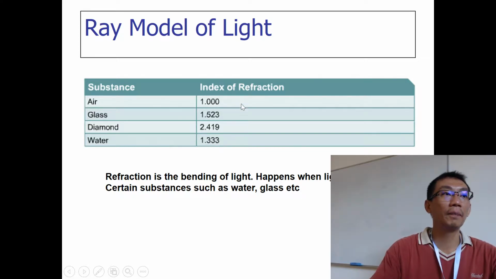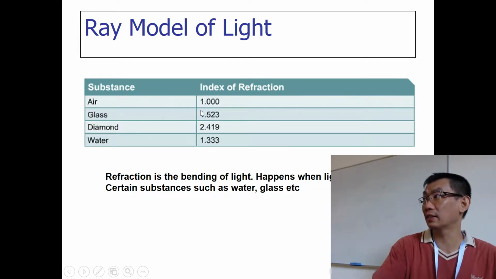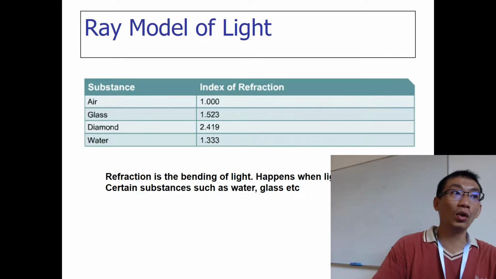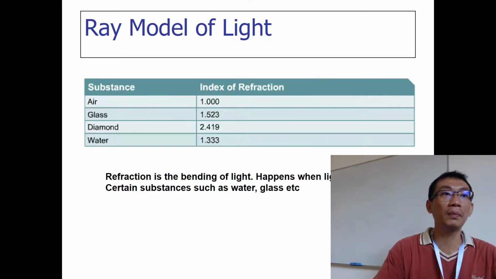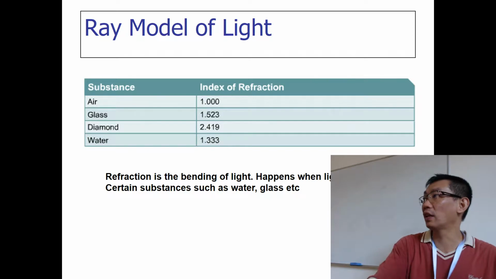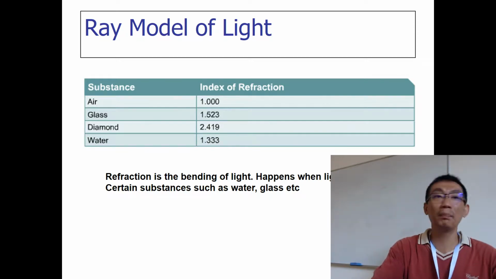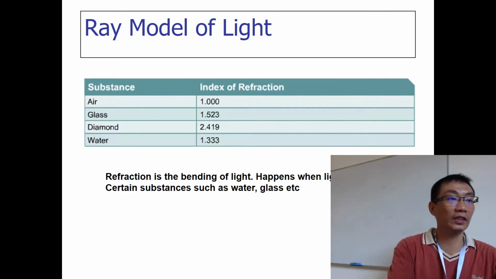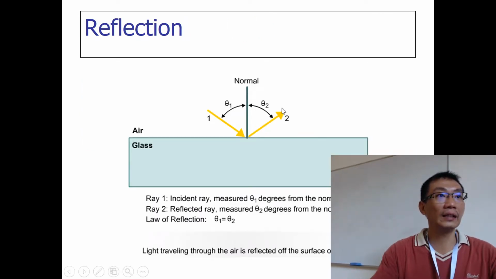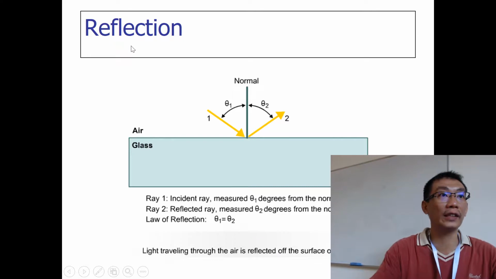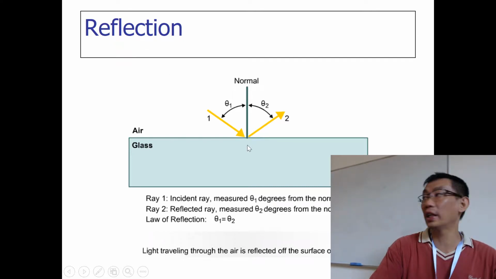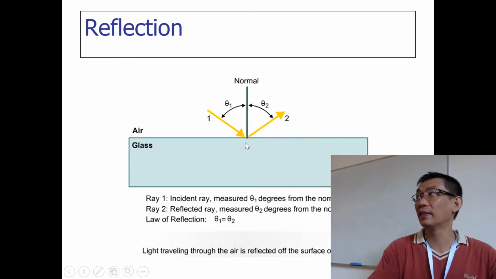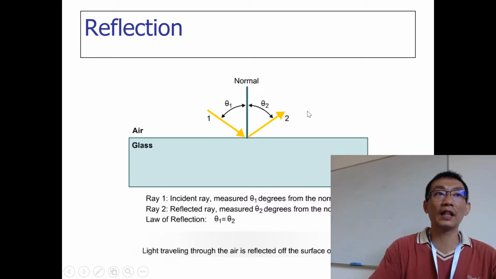So from this refraction index, you know that light travels slower in glass, and slower in water. Refraction means bending of light. In Malay, you call it biasan. So there's another thing you call reflection. Reflection in Malay, you call it pantulan. So it's a bouncing of the light.